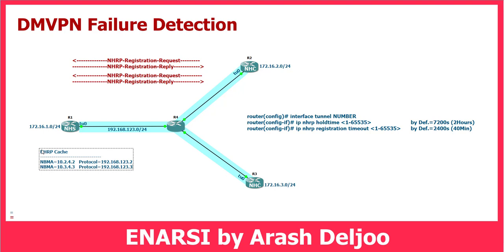Also, let me say that all of these entries in the NHRP cache remain for a specific amount of time, because they are dynamic, not static. For example, when we are sending this information to router 1, we will have a timeout. We call it hold time. By default the hold time is 2 hours, or 7,200 seconds. Both of them are the same.